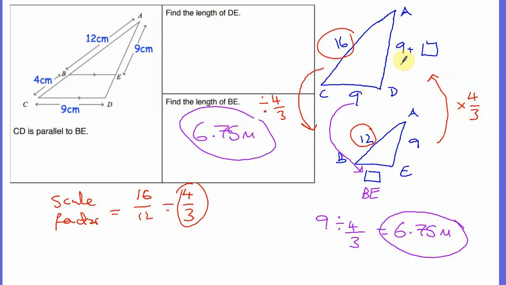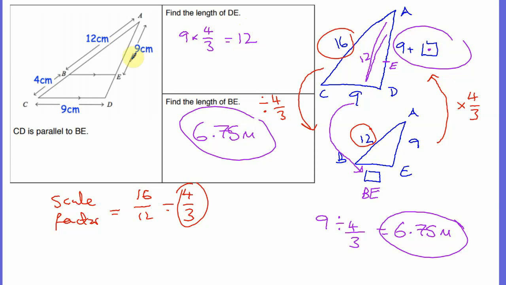And if we want to find the length of DE, which is going to be part of this, so E is going to be around here, DE is going to actually be this box here, because we'll have 9 of AE, and then DE will be the extra bit we add on. So to find the full length of that, we're going to have to do 9 times by 4/3, which is 12. So the full length of this is 12.